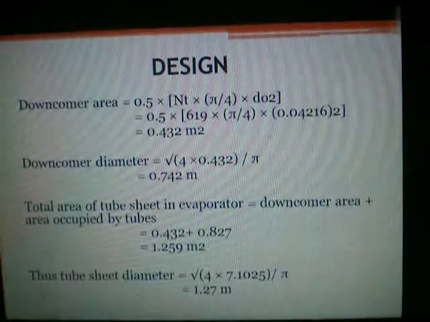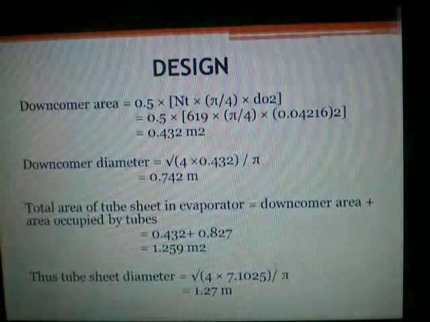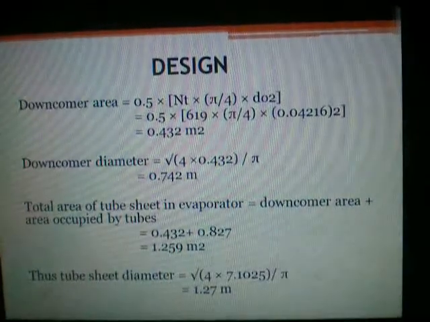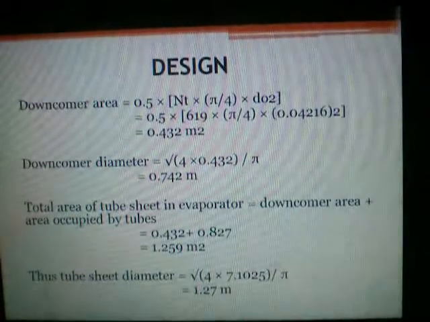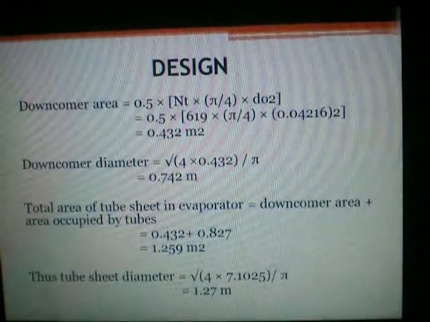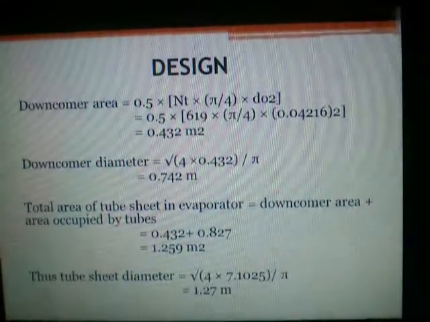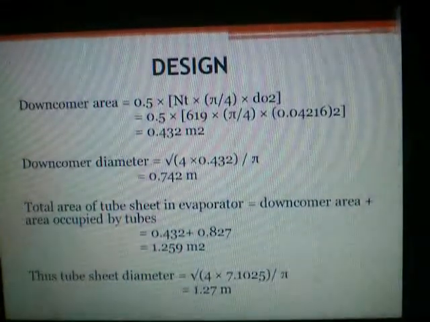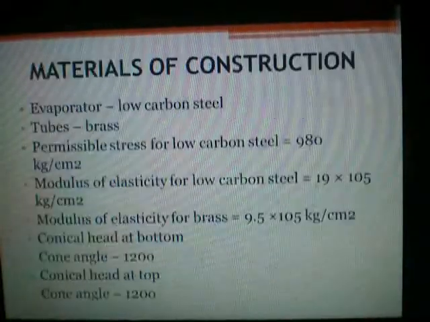Downcomer is unnecessary for this evaporator since it leads the gas downward. So the area and diameter of the downcomer is computed as long as the total area of tube sheet in evaporator, thus computing the sheet diameter of the tube.